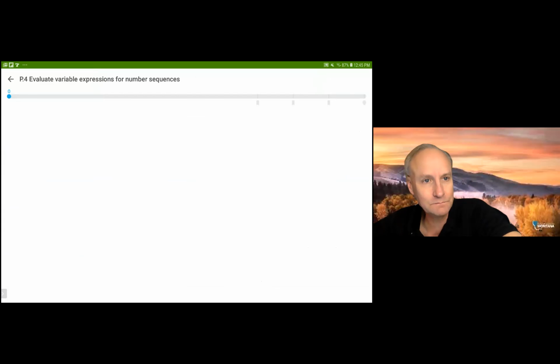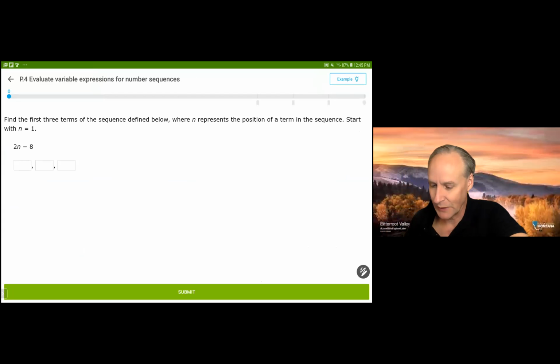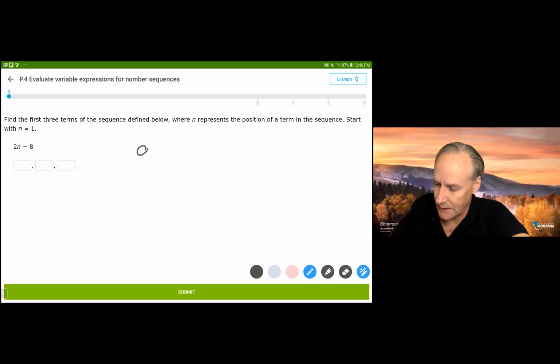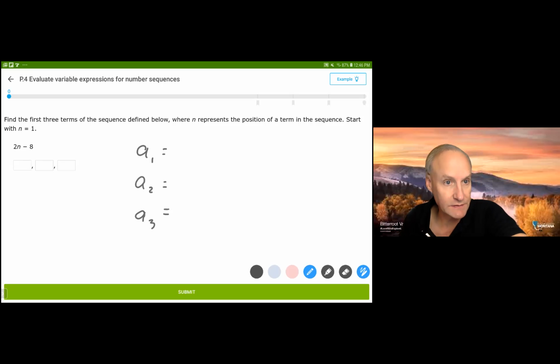P4. I usually like to make it a surprise, but this is a really good one. So the whole idea here is that we are going to look for the terms of a sequence, and I'm going to go ahead and write it formally as A1, A2, and A3. These are the first three terms in a sequence, and we are saying that a sub n is equal to 2n minus 8. We usually write the n large over here and small over here, but it's the same n. So in this particular case, you've got 2 times 1 minus 8.